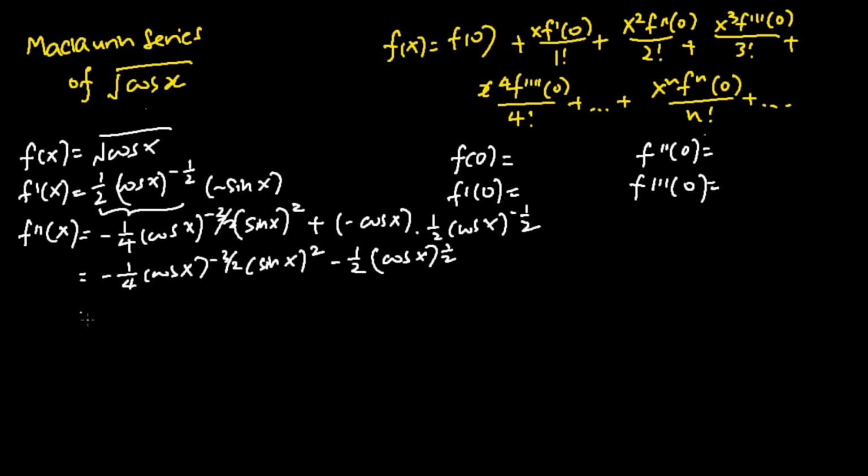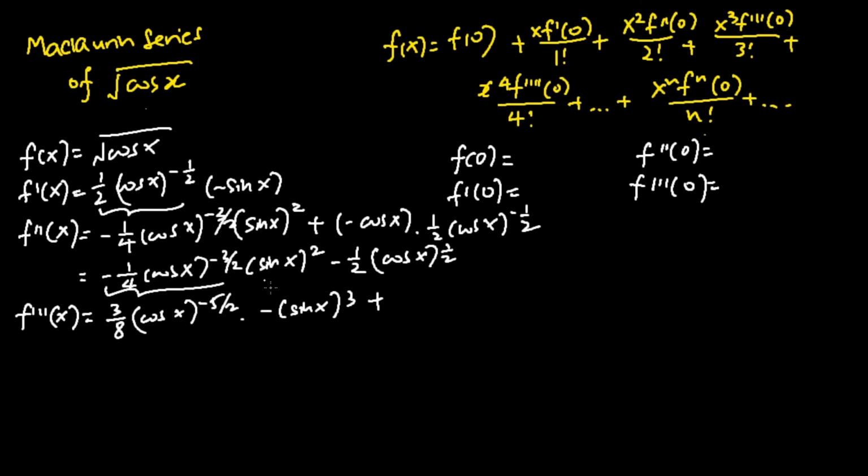Once we have the simplified form of f double prime x, we can move on to find f triple prime x. From the first term of f double prime x, we differentiate the negative 1/4 cosine x to the power negative 3/2. Applying the product rule of differentiation, we get 3/8 cosine x to the power of negative 5/2. Differentiating cosine x is negative sine x, times sine x squared is just negative sine x cubed.